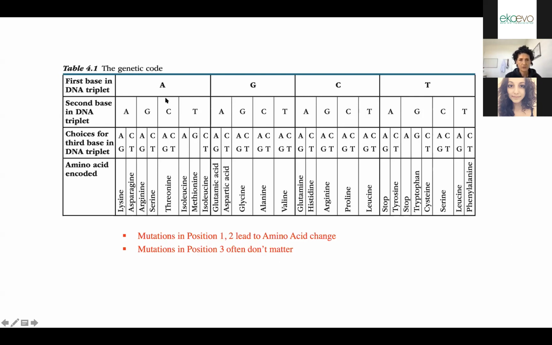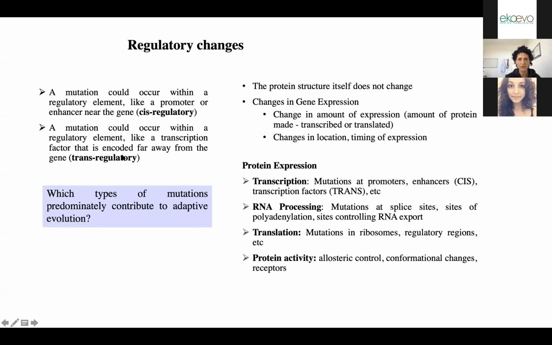And here, as you can see, AAA or AAG. Let's say the mutation happened here, the A turned to G, but it still codes for the same amino acid, so nothing will change. That is just brief information.